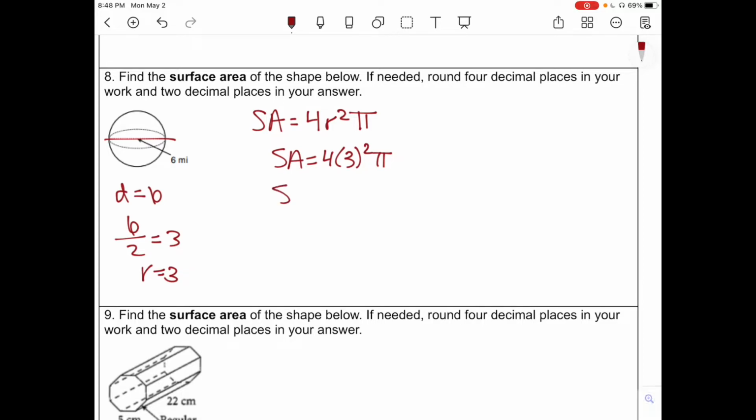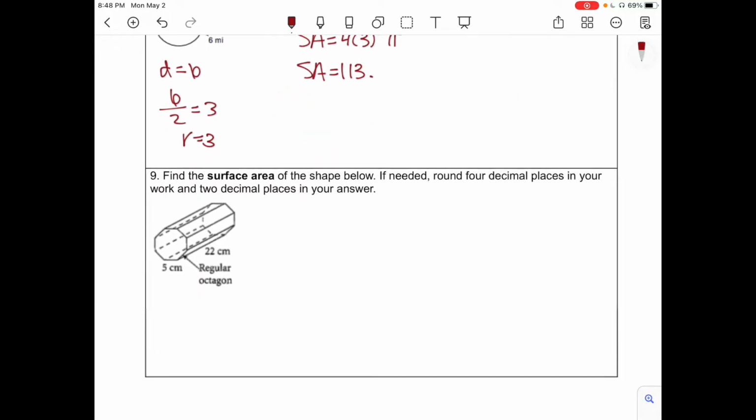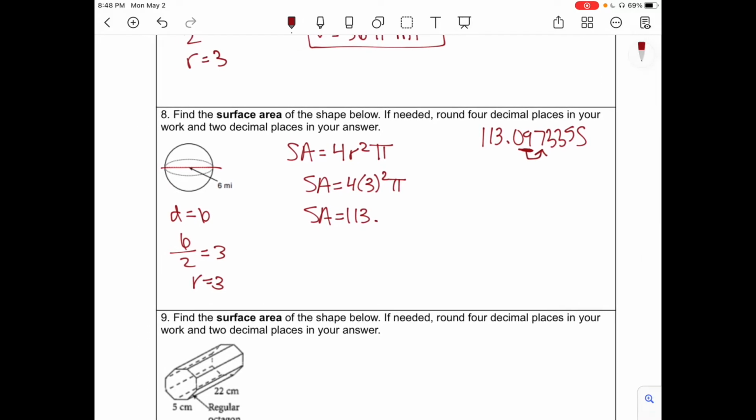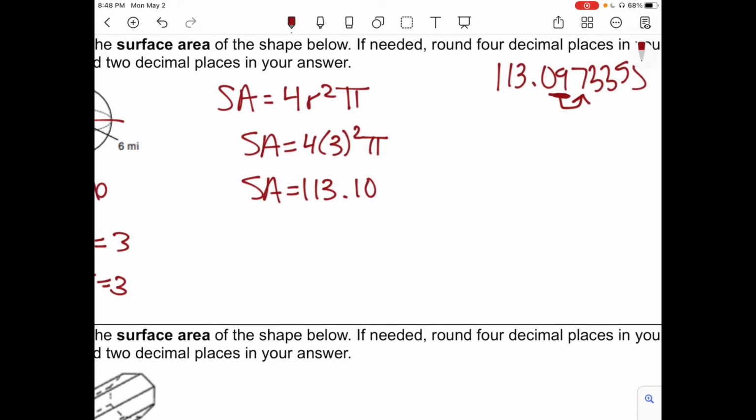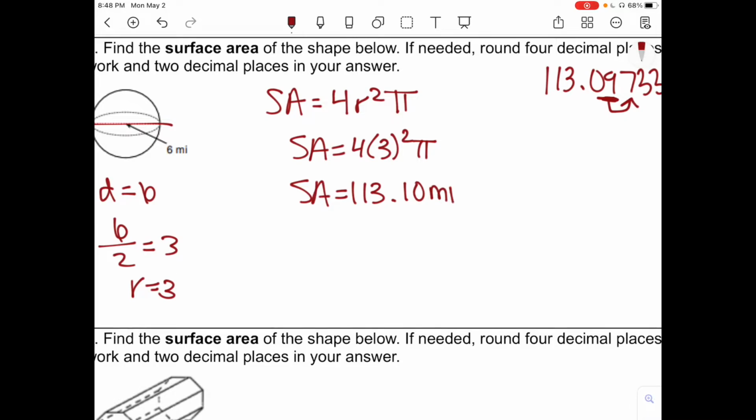So I got surface area is 113 point, and then this is what the calculator says, 113.0973355. So I want to round 2 decimal places, so the number after tells me what to do. The 7 tells me to make the 9 go up. 9 becomes 10. And to correctly represent that, I would put 10 instead of 01, because that would go down. So, and then miles squared.